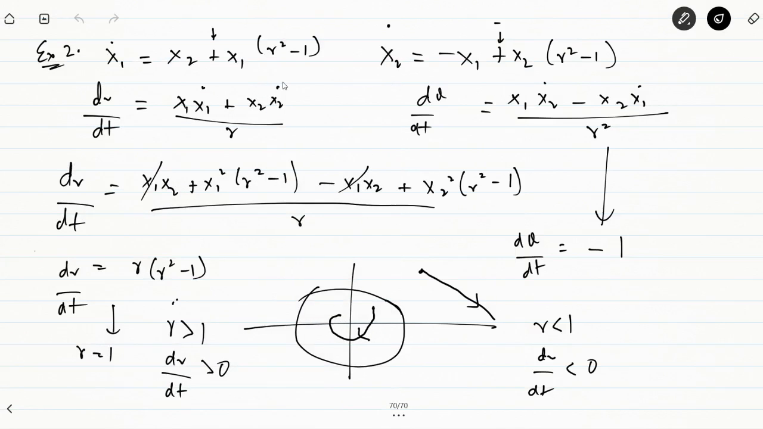In the second case, for this particular example where we took x1 dot equals x2 plus x1 and x2 dot equals minus x1 plus x2, for all the initial conditions that lie outside the circle, for r greater than 1, dr by dt is greater than 0, that means velocity is positive, so your trajectories will move away from the unit circle. For all initial conditions where r is less than 1, dr by dt is negative, that means your trajectories will move away from the limit cycle, so the limit cycle is unstable in this case.